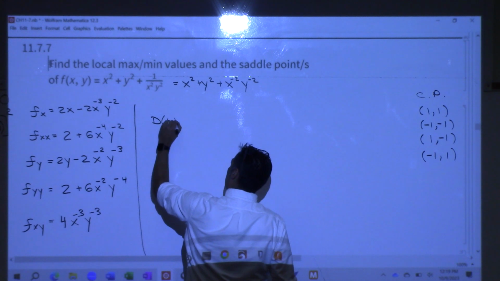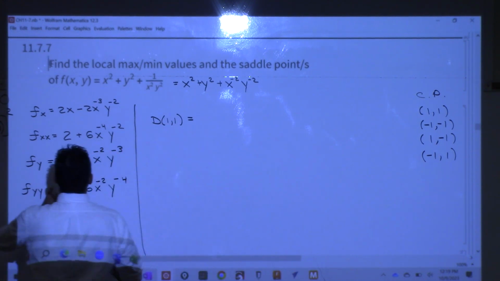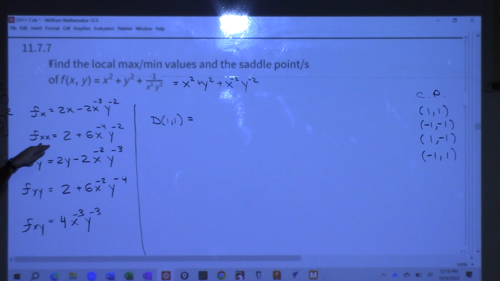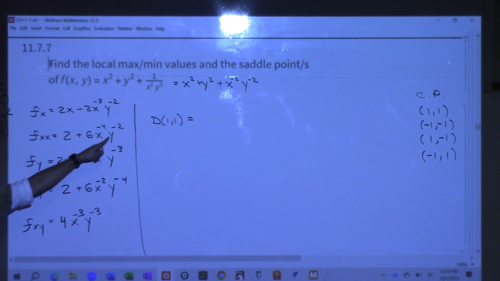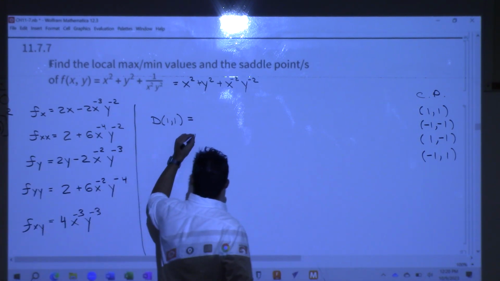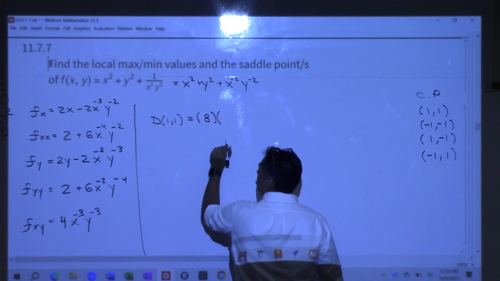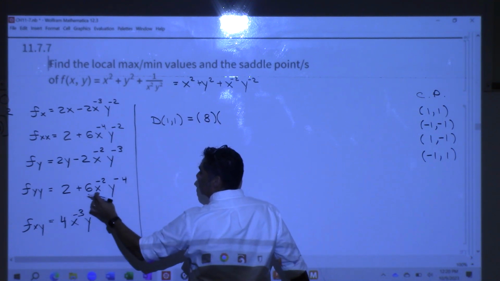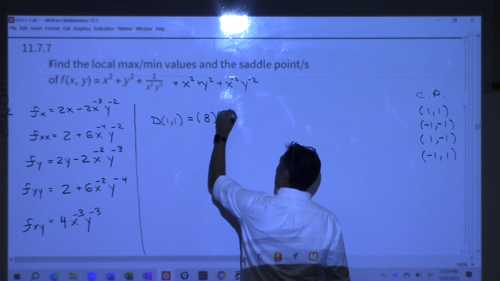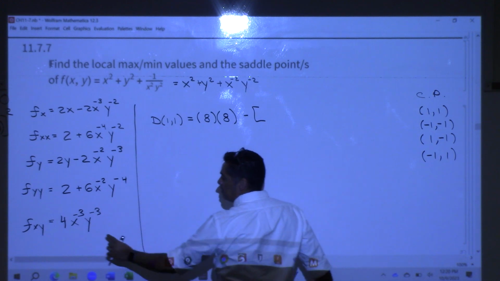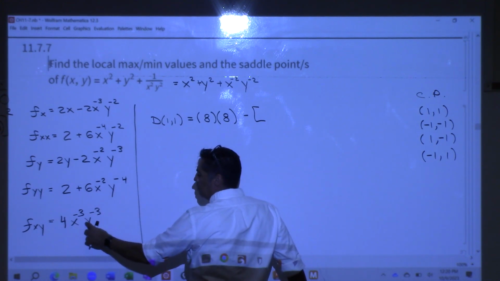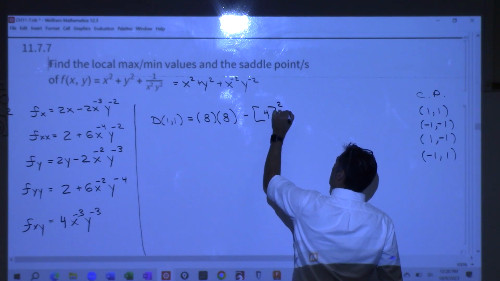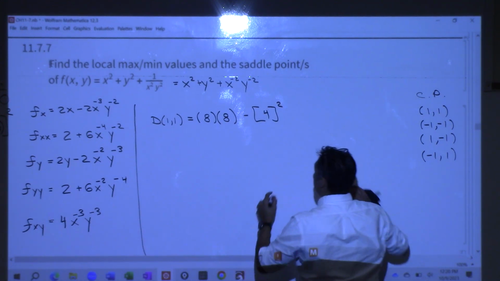D of 1, 1. Let's do that. Here's my second partial with respect to x. If I plug in 1, what's 1 to the negative 4? Still 1. 1 to the negative 2 is still 1, right? So we get 2 plus 6 is 8. Plug in 1, 1 into fyy: 8 again. Minus the partial with respect to x, then y. Plug in 1 here and 1 here, we just get 4. 4 squared, that's 64 minus 16, positive.